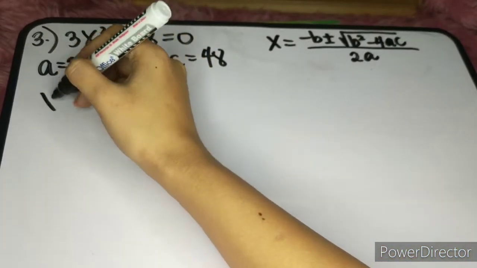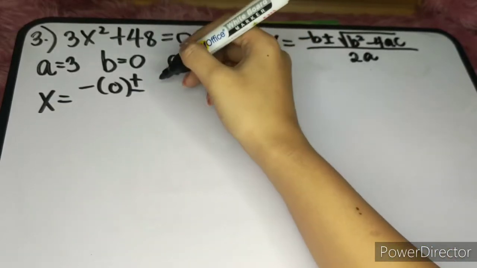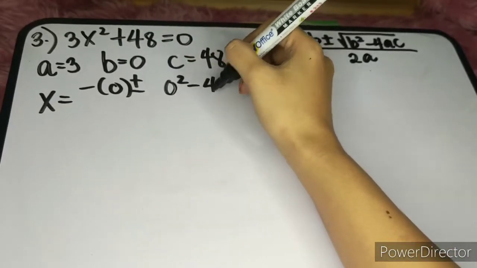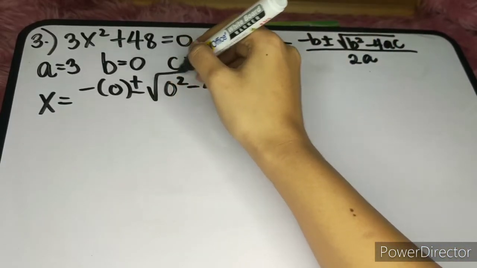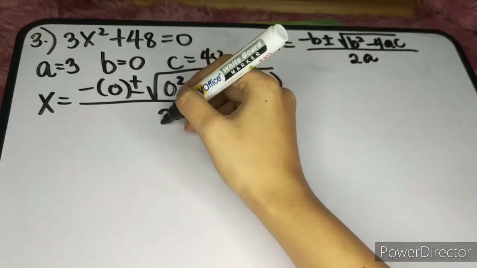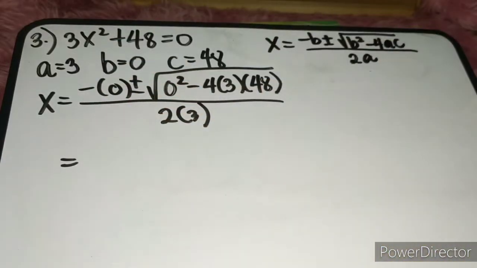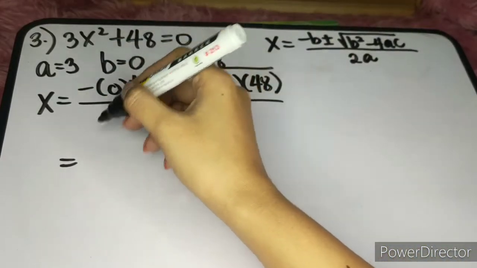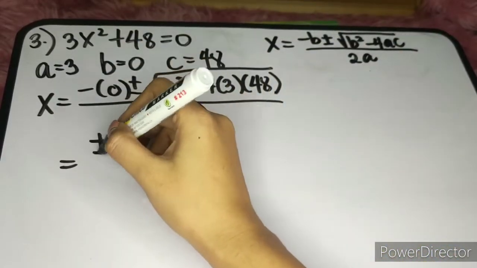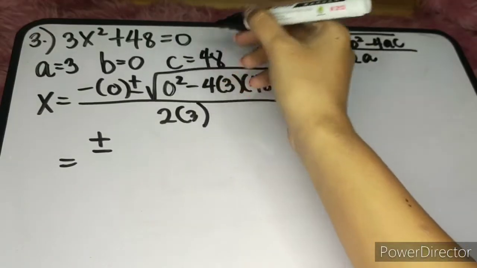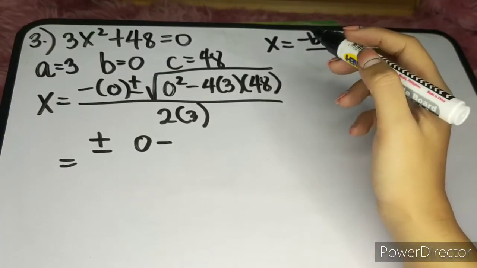Now, let's substitute. So x is equals to negative times 0, positive negative square root of 0 squared minus 4 times 3 times 48 over 2 times 3. Okay, equals negative times 0. 0 is neither negative nor positive, so 0 pa rin yun. So, hindi na natin isusulat yung 0 sa unahan. Sulat na lang natin yung positive negative. And then, 0 squared is still 0. Minus 4 times 3 is 12.